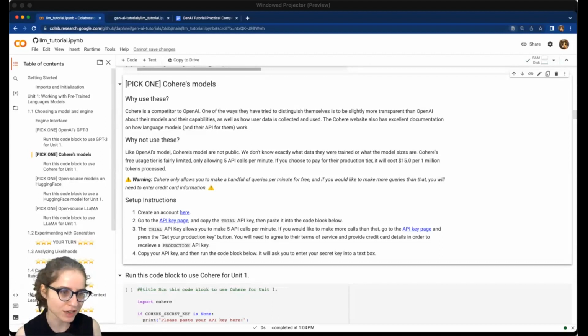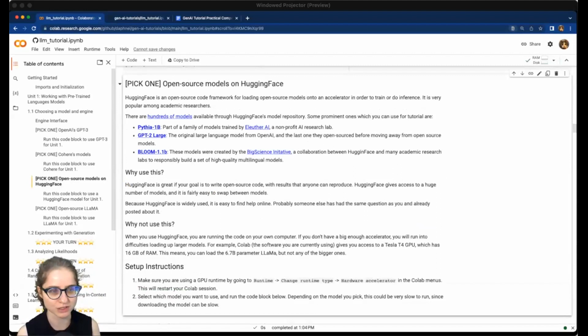Moving on, those are both closed source models, but we can also talk about the open source models. The most common way people run models in the open source world is with a software package called Hugging Face, and you can load hundreds of different models from Hugging Face. We're giving an example of just three that you can try: Pythia, GPT-2, and Bloom. You can choose which of those you want to do. If you don't have a preference, I would just keep it at Pythia.